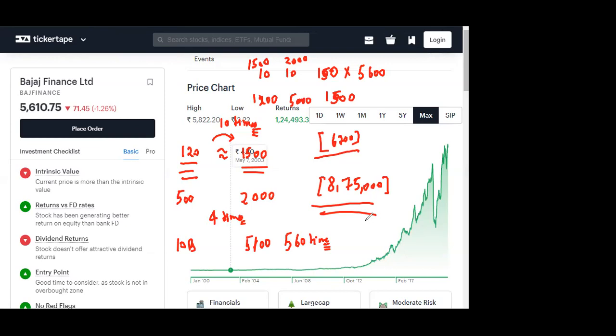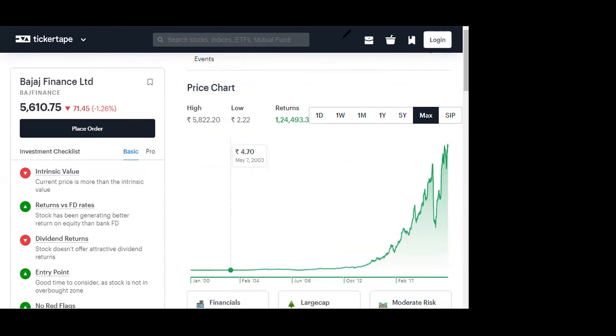Yes or no? If at that time someone would have known that these companies are very good, fundamentally very strong companies, and invested in them, tell me, what would have happened to them? Okay, I will show you.